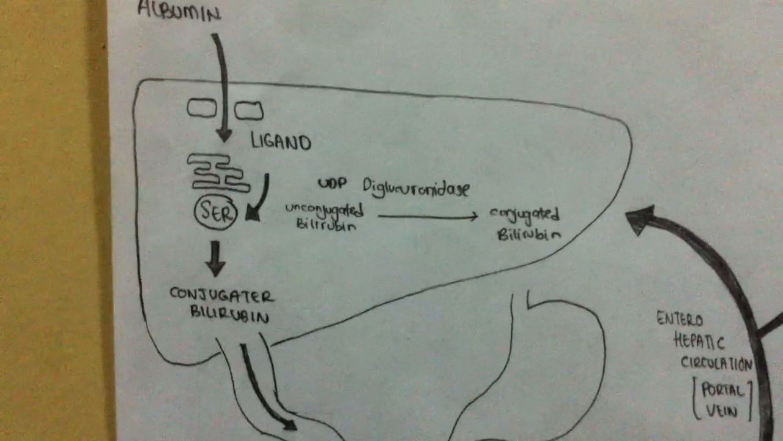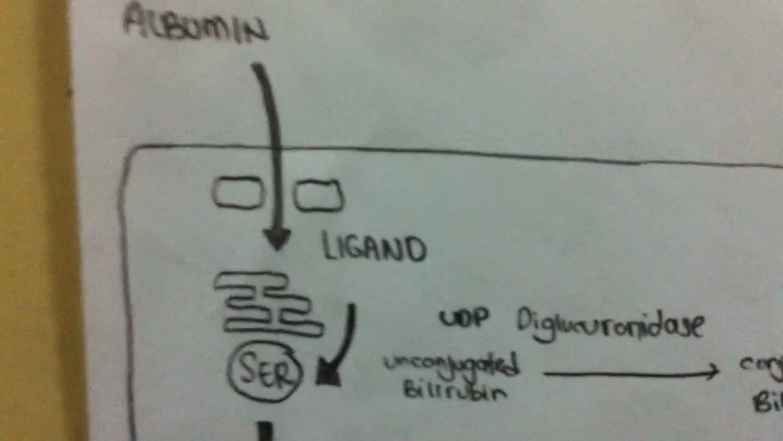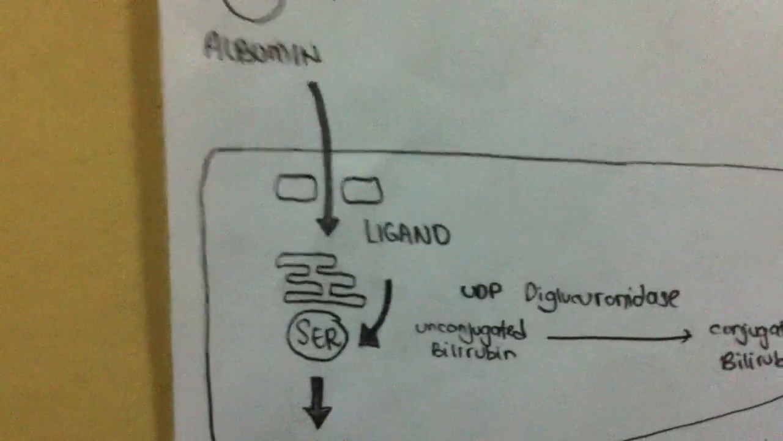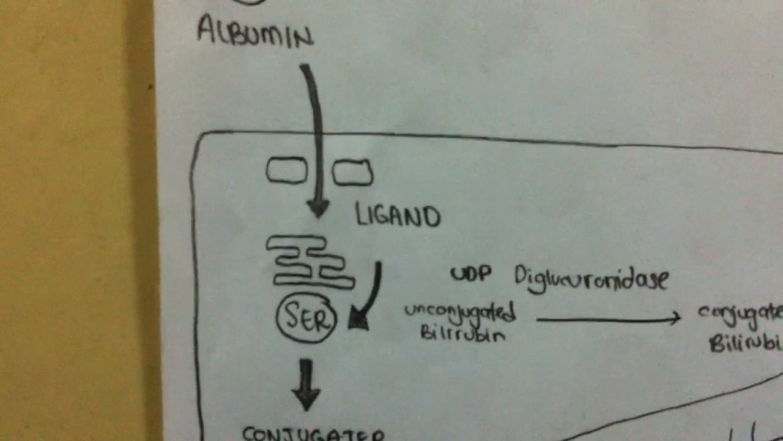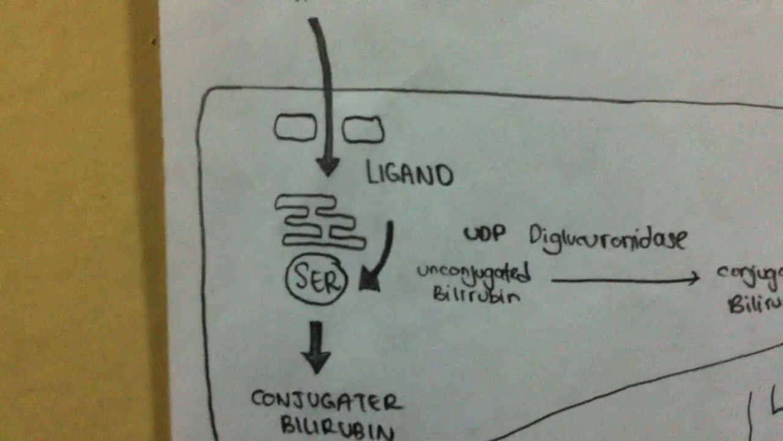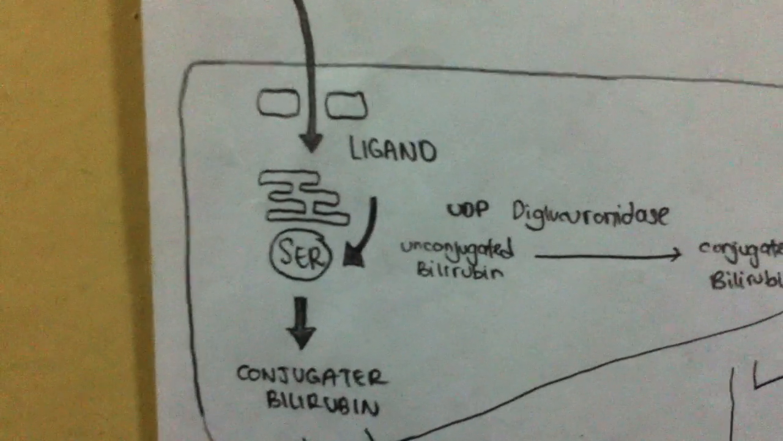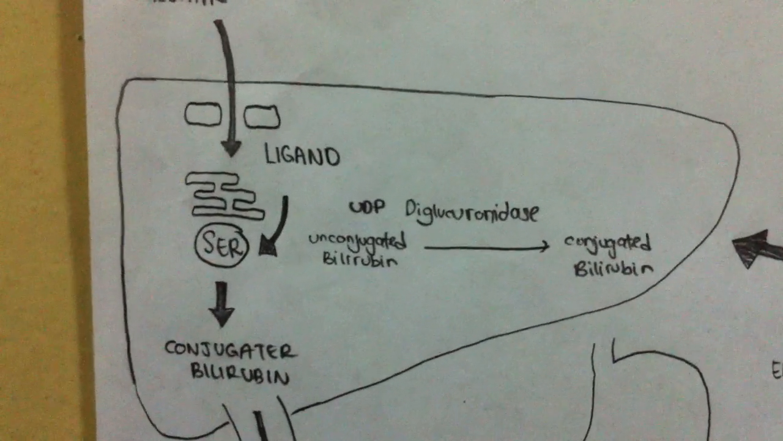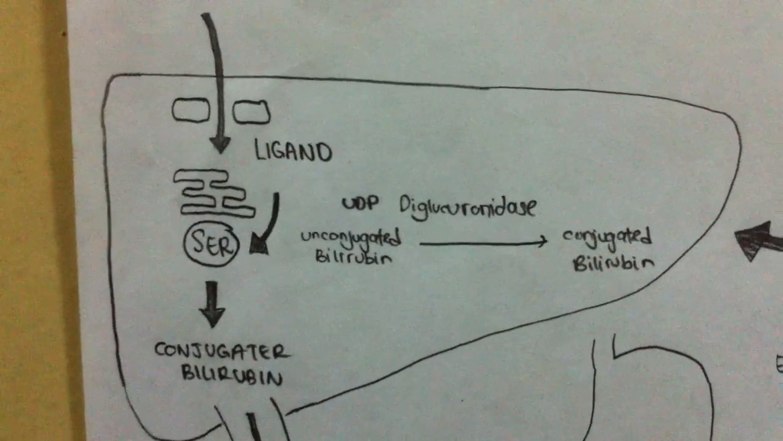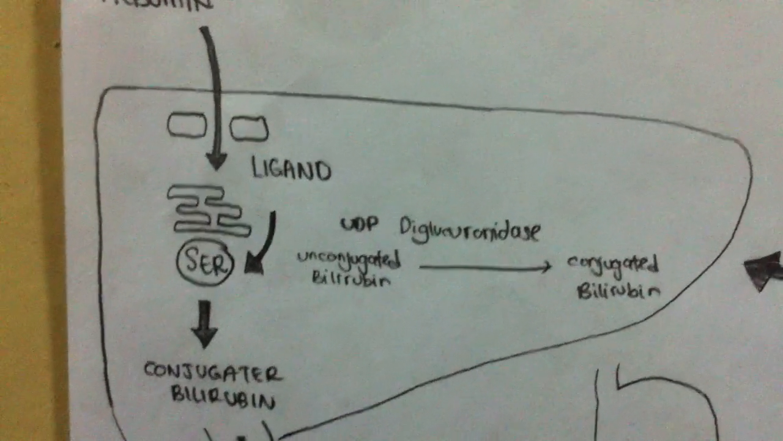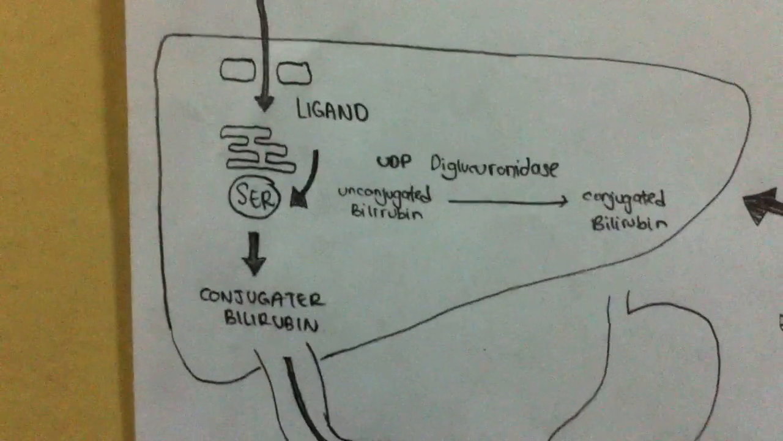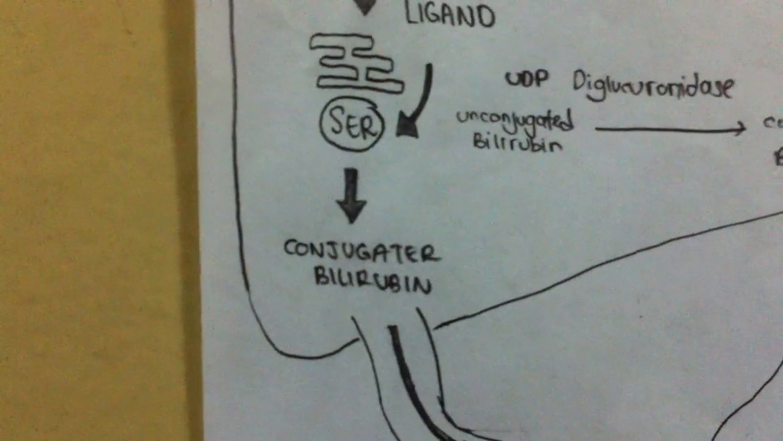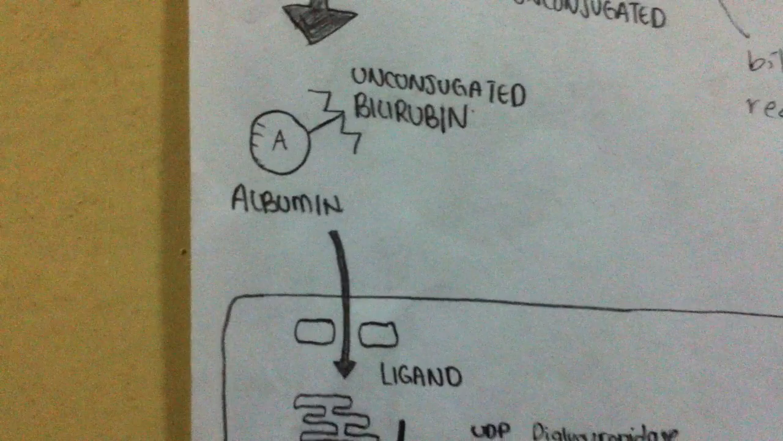And in the liver there is another special protein called ligandin, which helps in the uptake of the unconjugated bilirubin into the liver. Once in the liver, the unconjugated bilirubin will be transferred to the smooth endoplasmic reticulum, where it will be converted from unconjugated bilirubin to conjugated bilirubin, mainly by the enzyme UDP glucuronosyltransferase. So in the liver, basically we obtain the conjugated bilirubin, which was originally unconjugated.